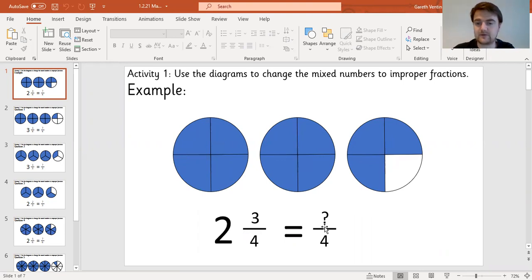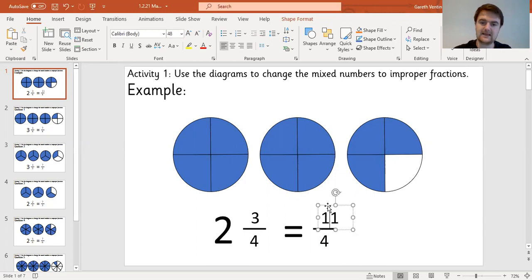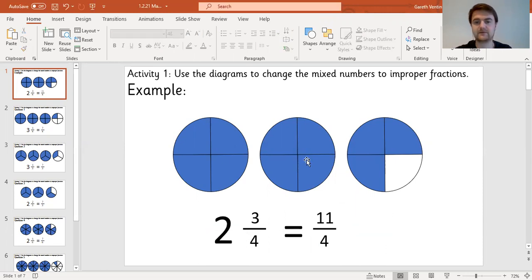So your job is to find out how many quarters 2 and 3/4 is the same as. So I've got 1, 2, 3, 4, 5, 6, 7, 8, 9, 10, 11 quarters. So I'm going to replace that question mark with the number 11. So it's 11 quarters. Again, I could count up in my 4s, 4, 8, 9, 10, 11 to find that out. So for activity 1, all you're doing is counting up to see how you can turn it from a mixed number into an improper fraction.